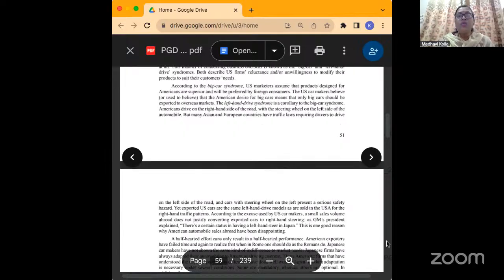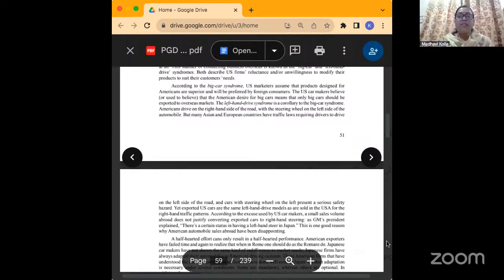So there is also another thing that Americans are very used to, and that is a big car syndrome. So in the US markets, they understand that Americans are superior and they need to have bigger cars, and those are preferred, unlike foreign consumers. So the US car makers believe that American design for big cars means that big cars should be exported to overseas markets. Interesting, right? And the left-hand drive syndrome is a corollary to the big car syndrome.